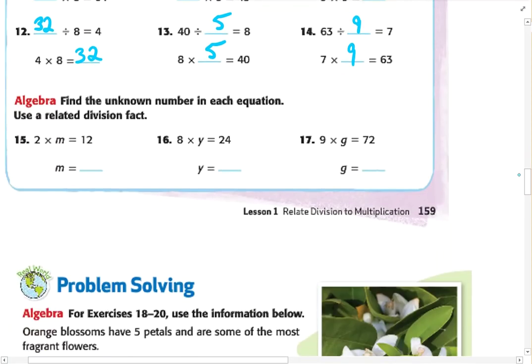Again, we are looking at variables, the unknown, right? So for 15, 2 times what? Remember, this is our unknown. 2 times what equals 12? Well, 2 times 6 equals 12, so m equals 6. 8 times y equals 24, the unknown y. 8 times 3 is 24. And 9 times g is 72. Well, I know 9 times 8 is 72.